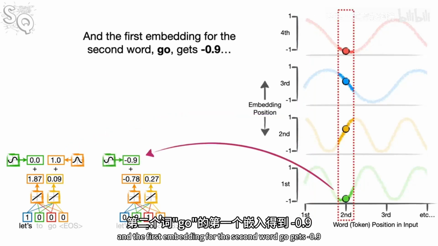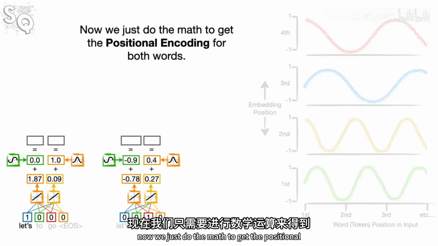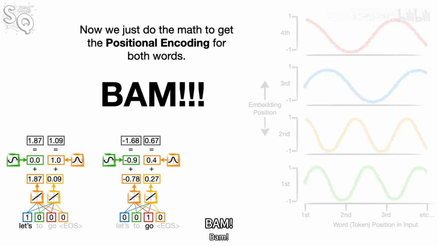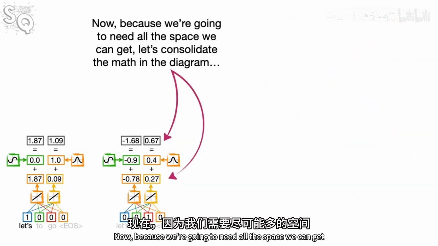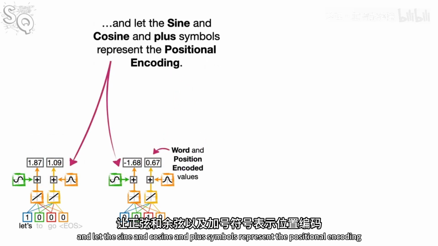And the first embedding for the second word, go, gets negative 0.9, and the second embedding gets 0.4. Now we just do the math to get the positional encoding for both words. Bam! Now, because we're going to need all the space we can get, let's consolidate the math in the diagram, and let the sine and cosine and plus symbols represent the positional encoding.